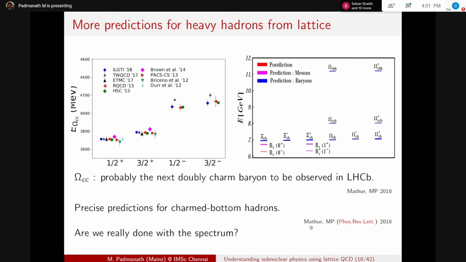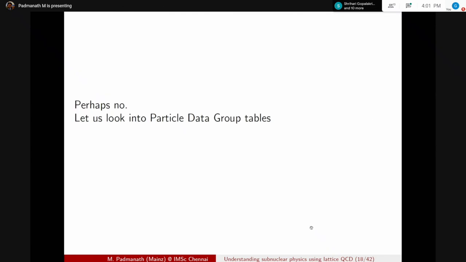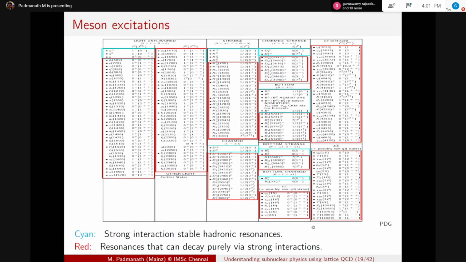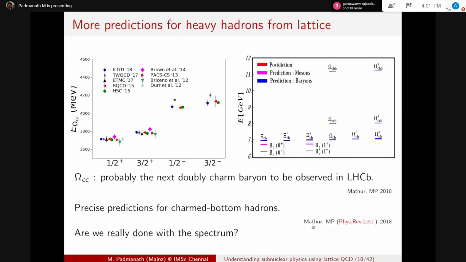Okay, so this much I said, but are we really done with determining? Probably really not. If you look back into the PDG, the Particle Data Group tables. Sorry, can I just interrupt? Yes.